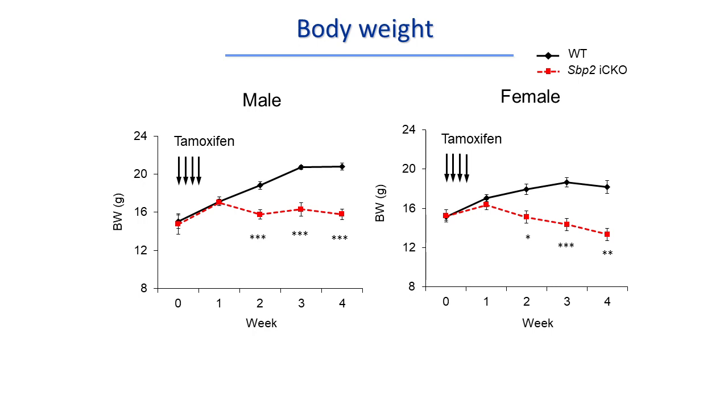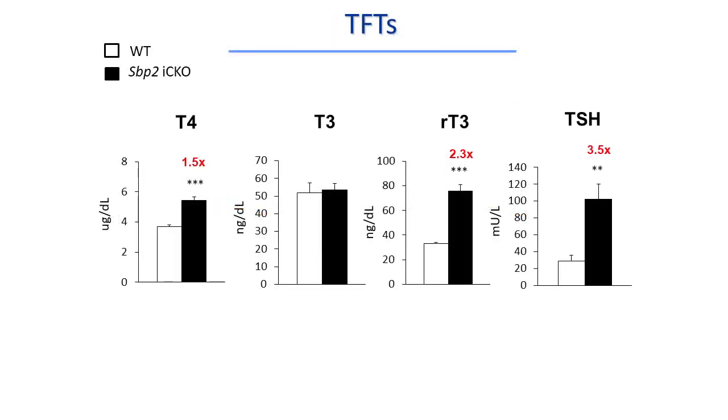When assessing their weekly body weights, it became apparent that Sbp2 deficient mice have failure to thrive, similar to the growth delay observed in patients. Importantly, Sbp2 deficient mice replicate characteristic features of the thyroid phenotype of patients with Sbp2 defects.